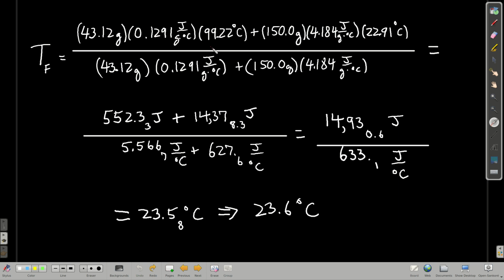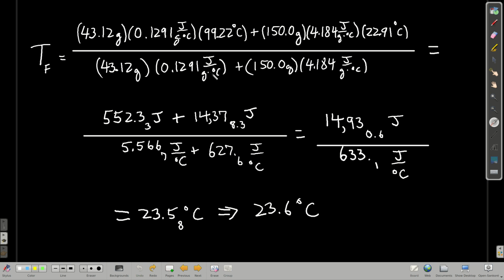So this is that equation, the rearranged form of Q cold equals minus Q hot, where Q is m s delta T. Plugging in for the mass of the hot, specific heat of the hot, initial temperature of the hot, plus mass of the cold times specific heat of the cold times initial temperature of the cold, divided by mass of the hot, specific heat of the hot, plus mass of the cold, specific heat of the cold. Now I'm going to look at sig figs with you guys real quickly here. We're going to follow the order of operations, keeping track of sig figs at each step.